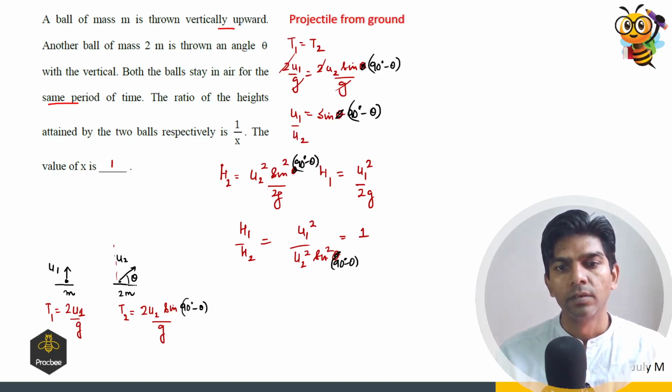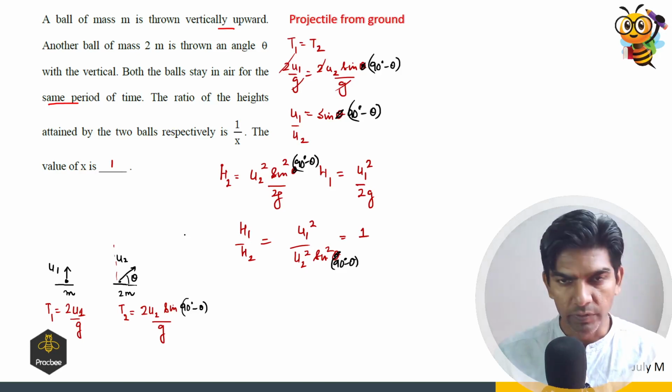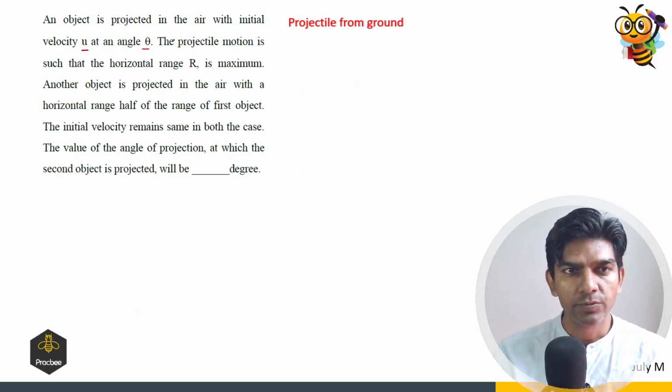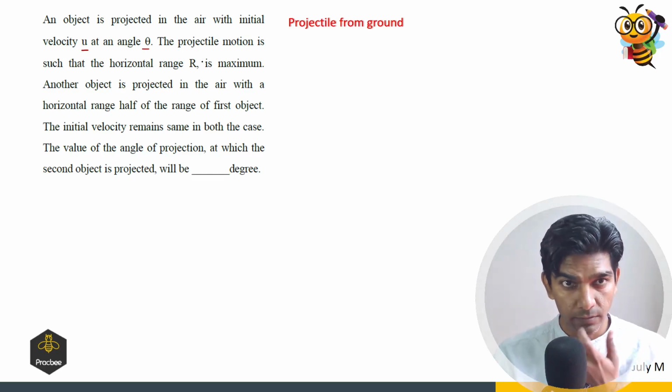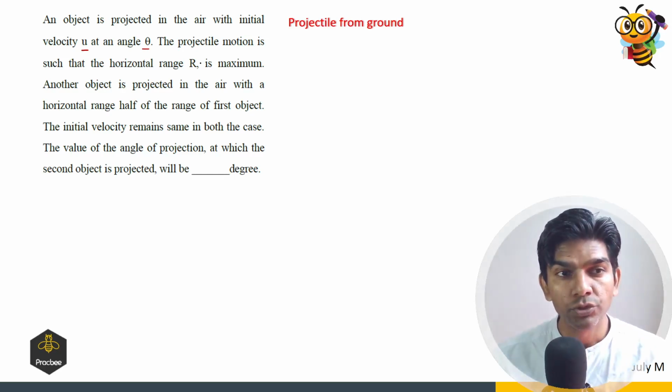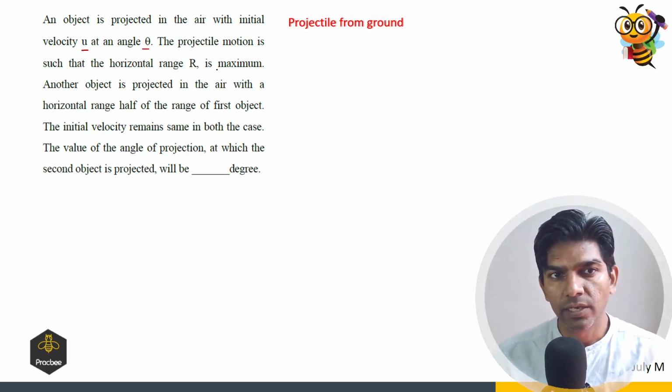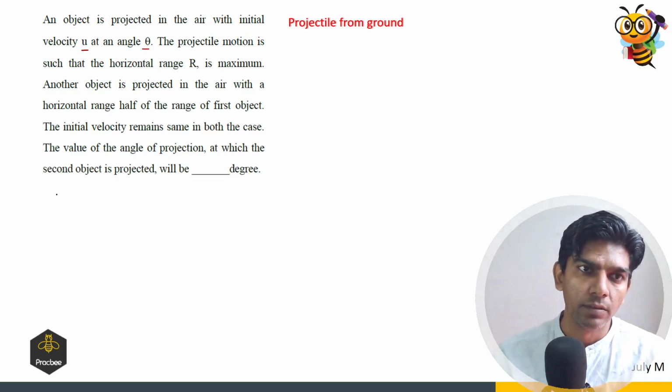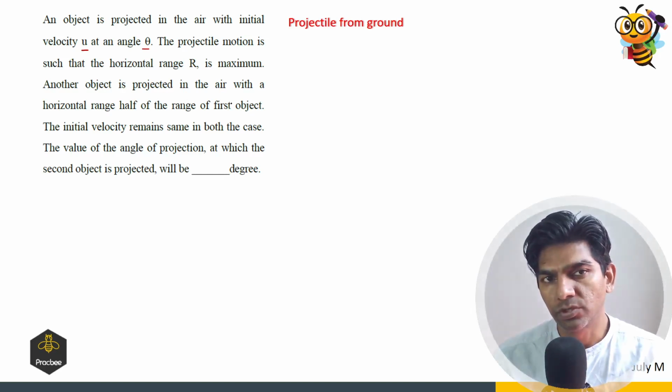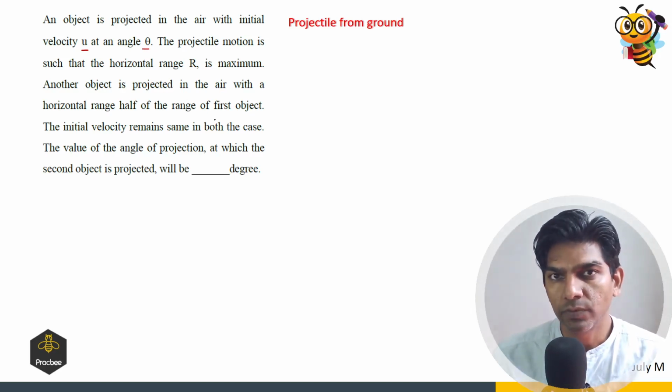Okay. So we'll get the same answer even in this case. An object is projected in the air with initial velocity u at an angle theta. The projectile motion is such that the horizontal range R is maximum. Another object is projected in air with a horizontal range half of the range of the first object. So when do we get maximum range? When theta is 45 degrees.